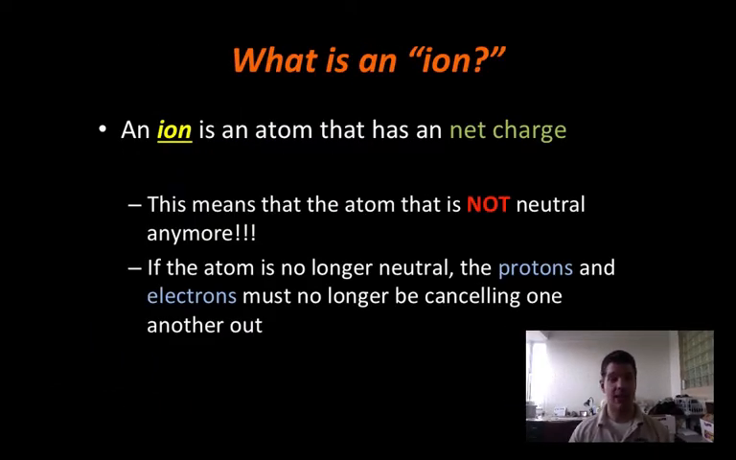So what is an ion itself? An ion is just an atom that has a net charge. So up until this point, we've talked about neutral atoms only. So we've talked about atoms that have the same number of protons and electrons. Protons are positive, electrons are negative, and since they have the same number, they just cancel each other out. Well, an ion is not the same anymore, right? He's got a net charge. It means it's no longer neutral, which means that the protons and the electrons are no longer canceling each other out. So something has had to have changed here. There needs to be a difference in either my number of protons or my number of electrons.